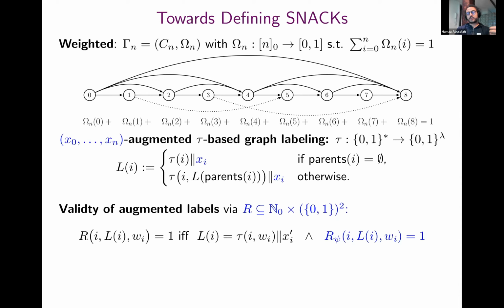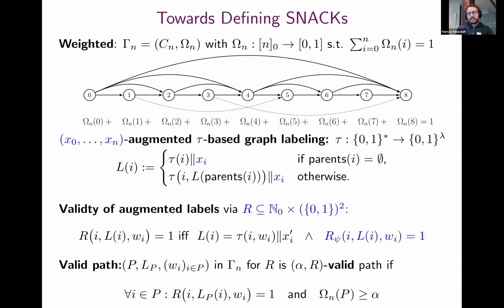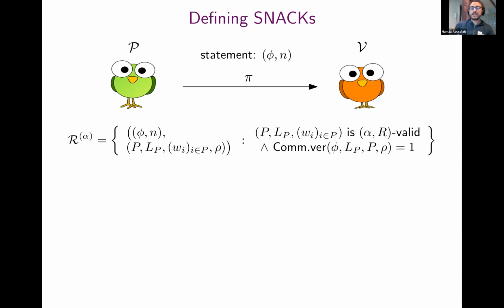R is a relation that comes with a blockchain. Say the initial blockchain is a proof-of-work blockchain, and to verify the validity of the i-th block or the i-th label, you have a relation that tells you, okay, given the label of the i-th block and the labels of the parent blocks, you should be able to verify whether this block is valid or not. Say if it's a proof of work, you verify that the proof of work is valid. Okay, very simple. And with the notion of valid labels, you can define a valid path. A valid path, we call it alpha-R valid if it's valid with respect to this relation R and it has weight alpha. Small details for the definition, and now we're ready to define snacks.